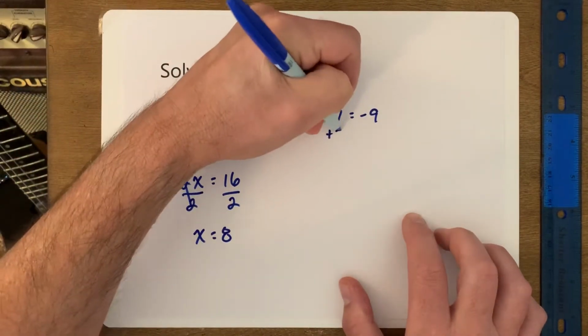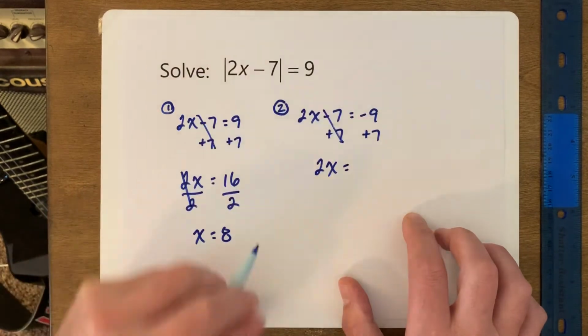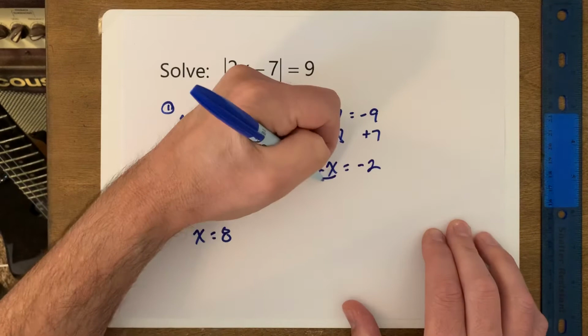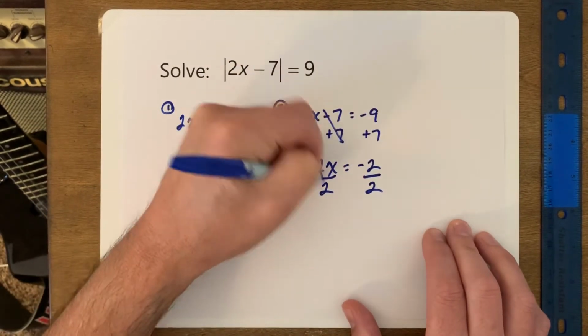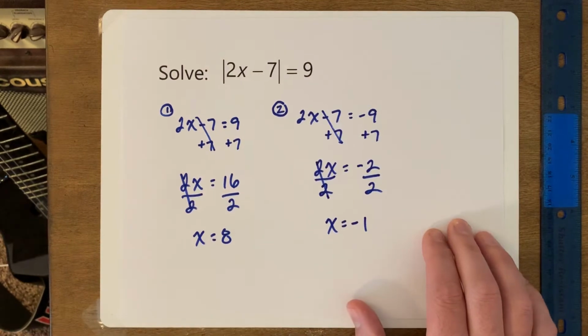Second one, add 7, bring down my 2x. -9 plus 7 is -2, divide by 2, and so x is equal to -1. So let me stop there for a second.